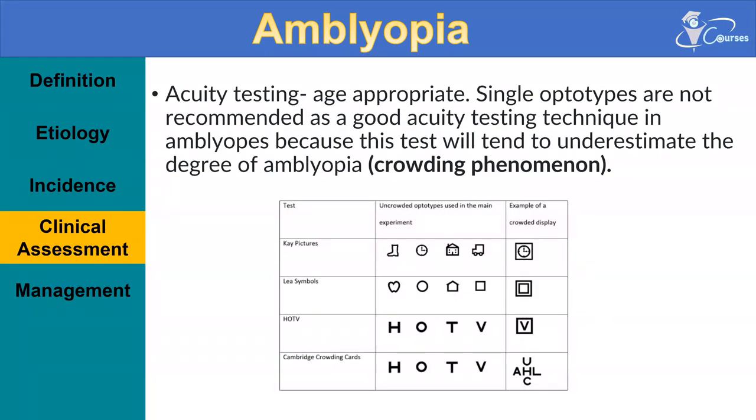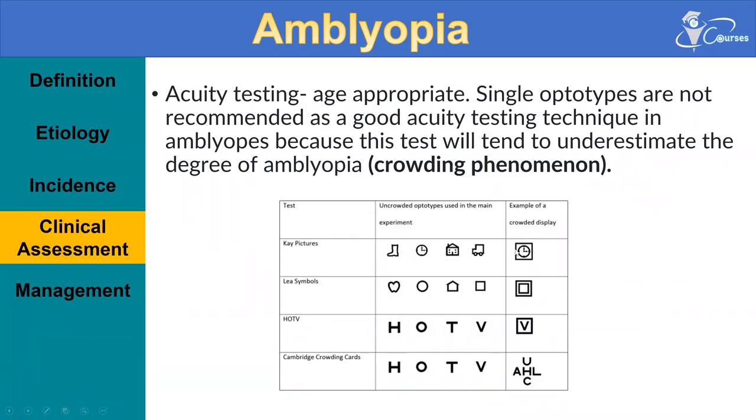First of all, by visual acuity. Depending on the age of the child, as we mentioned in the last lecture, we can do visual acuity testing using optotypes, which can be pictures, symbols, the HOTV test, or the Snellen chart, depending on the age. So in this test, what will make us suspicious of having amblyopia? The suspicious finding is what's called the crowding phenomenon. What is the crowding phenomenon?